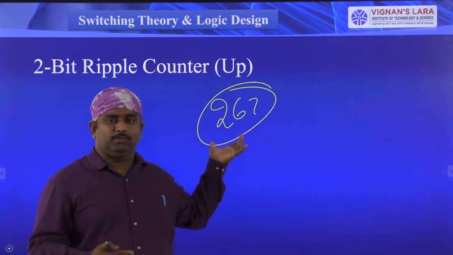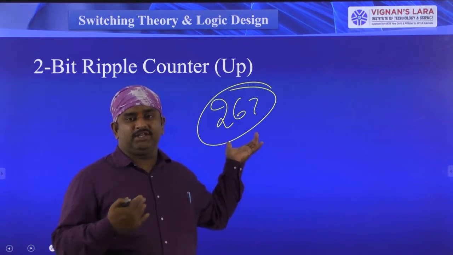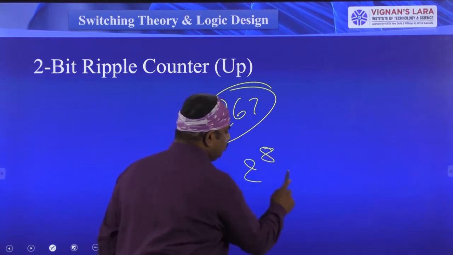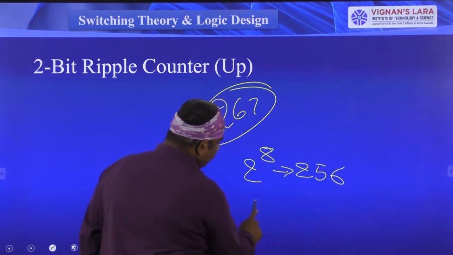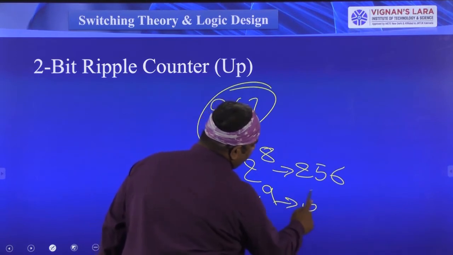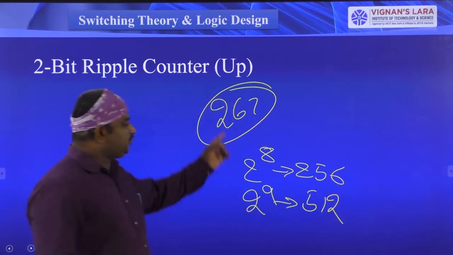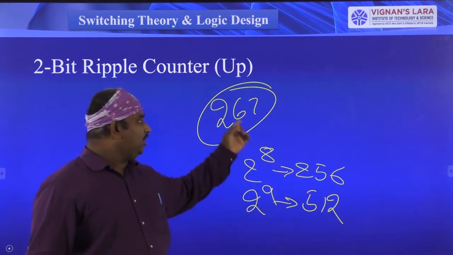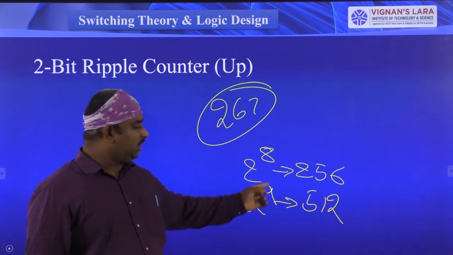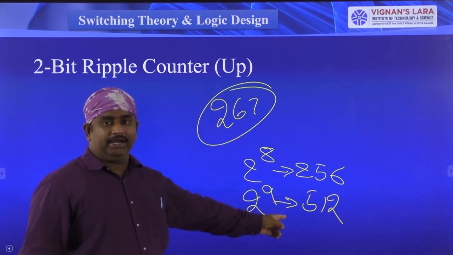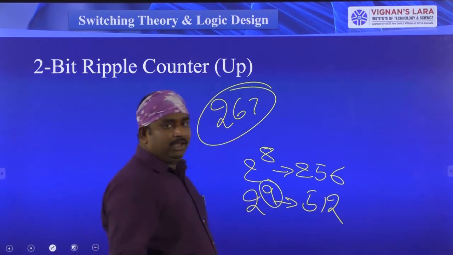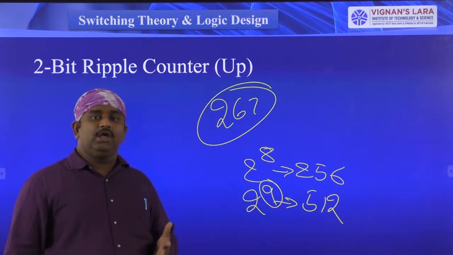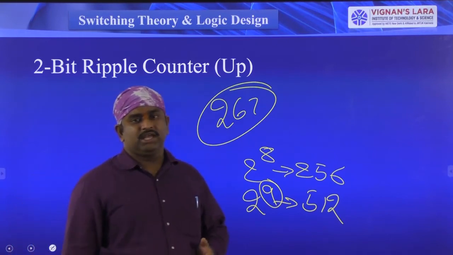5 is equal to 32, 2 power 6 is equal to 64, 2 power 7 is equal to 128, 2 power 8 is equal to 256, and 2 power 9 is equal to 512. Okay, so this value 267 is greater than 256. So for that reason, if you want to count 267 values or 267 events, then you need a 9-bit counter. That means in that counter diagram, you have to use at least 9 flip-flops.